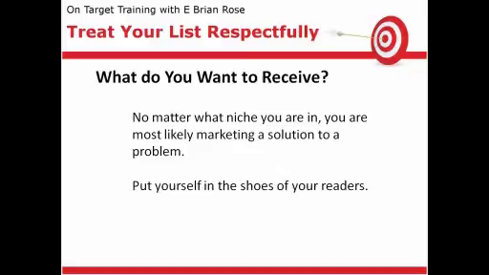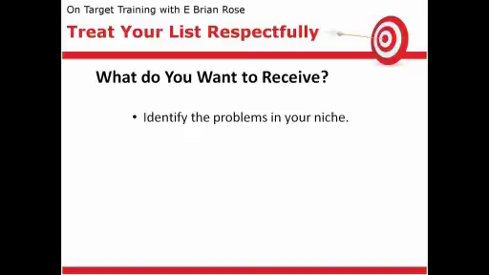So you need to put yourself in the shoes of your readers. And the best way to do that is first identify the problems in your niche. Whether you're in the dog training niche or the weight loss niche or the make money online niche, identify a problem and provide a solution to it. See, as an affiliate marketer, I'm not telling you to go out and create a solution to it. I'm telling you to seek out a solution.